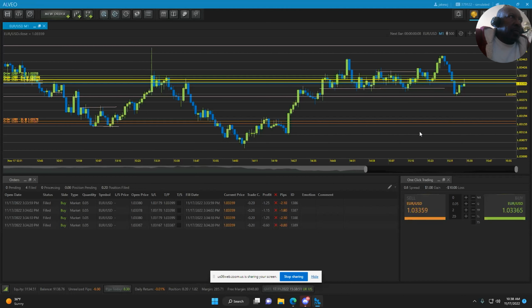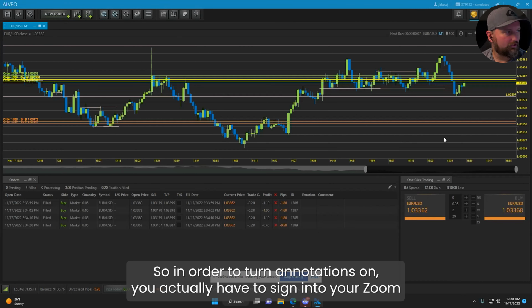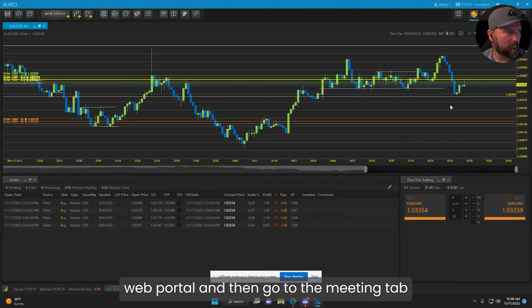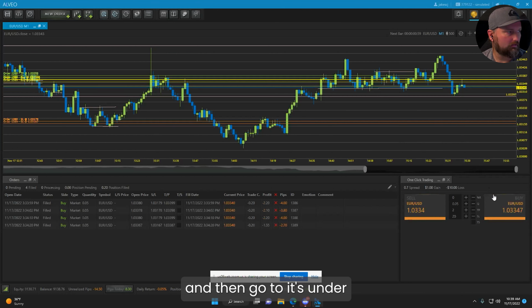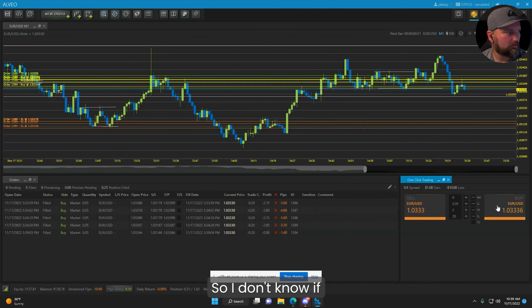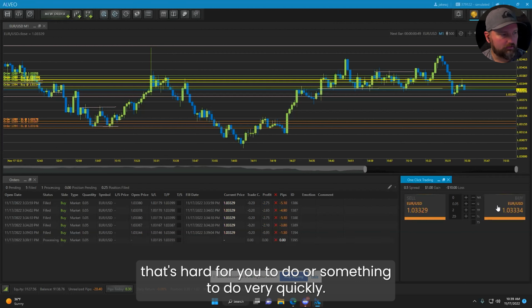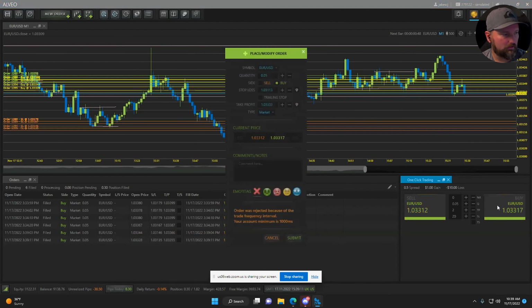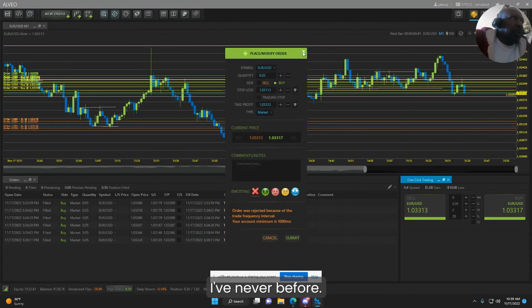Got it. So in order to turn annotations on, you actually have to sign into your Zoom web portal and then go to the meeting tab, and then it's under your settings in the meeting tab under basic, and you have to enable it. So I don't know if that's hard for you to do or something you could do really quickly. I've never done it before.